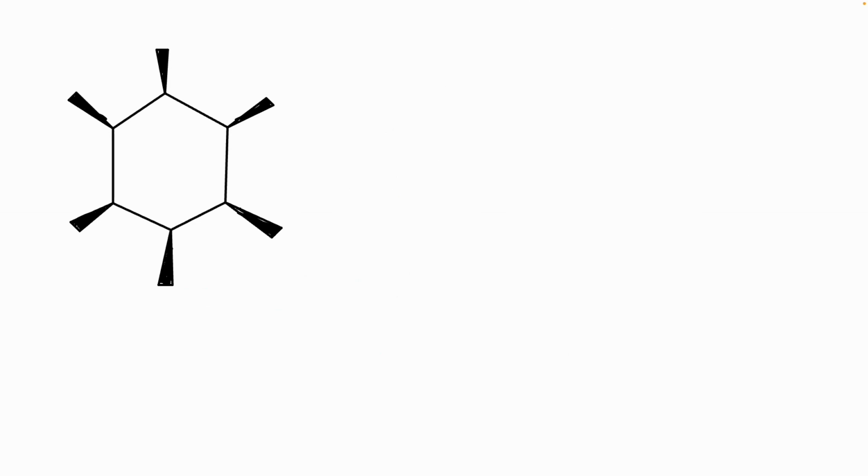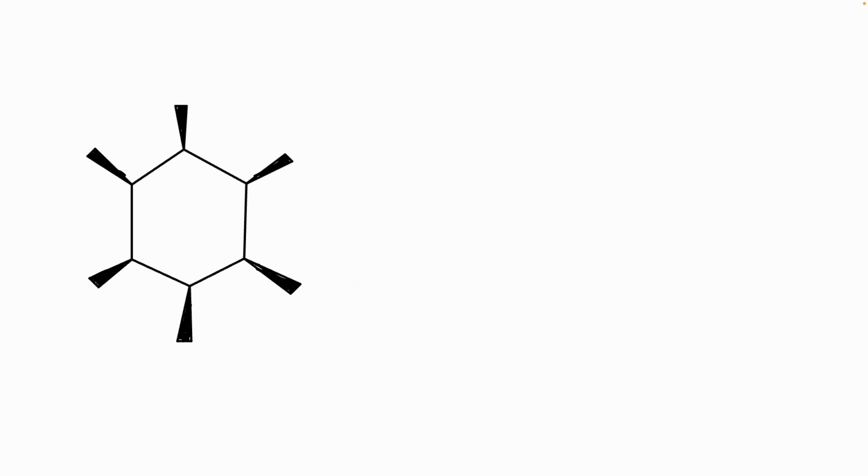So we got 1, 2, 3, 4, 5, 6 hexamethyl cyclohexane here, with all of these methyl groups on these wedges. If we drew a chair structure, you can arbitrarily pick your chair structure to start out with. So first, this top methyl group here is in the axial position.